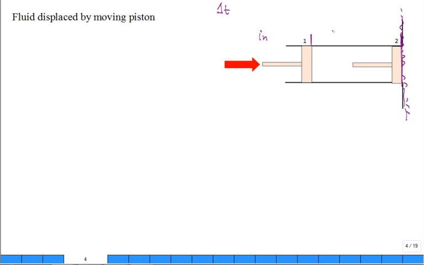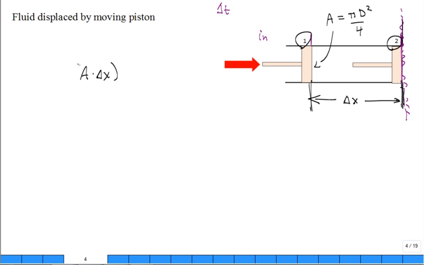The cross-sectional area of this piston would be related to the diameter of the pipe by pi d squared over 4. True? Pi d squared over 4. And if you knew the displacement, the movement from the front face at location 1 to the front face at location 2, that would be a length of travel, delta x. Then the product of the cross-sectional area times the delta x would give you the volume swept. True? The volume swept.